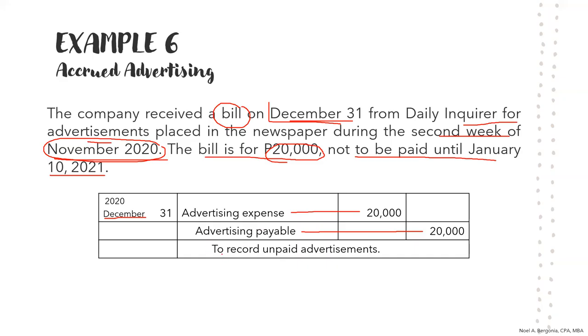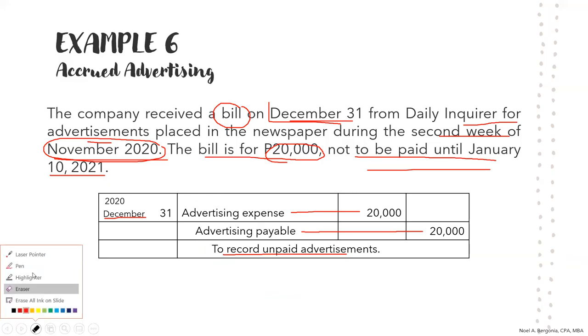Our description is, in words here, to record unpaid advertisements. Okay? So are we clear on that, class? Sir, paano pag sinabing binayaran agad ng December 31? Ay, wala na tayong adjusting entry. Pag binayaran agad yan, then instead of payable, it will be credited to cash. Pero ayun, hindi binayaran until January next year, kaya it will become a payable. Okay? So again, one nominal, which is the advertising expense, and one real, which is your advertising payable. Okay? So that's our example number 6. Again, if you do have questions, please let me know.